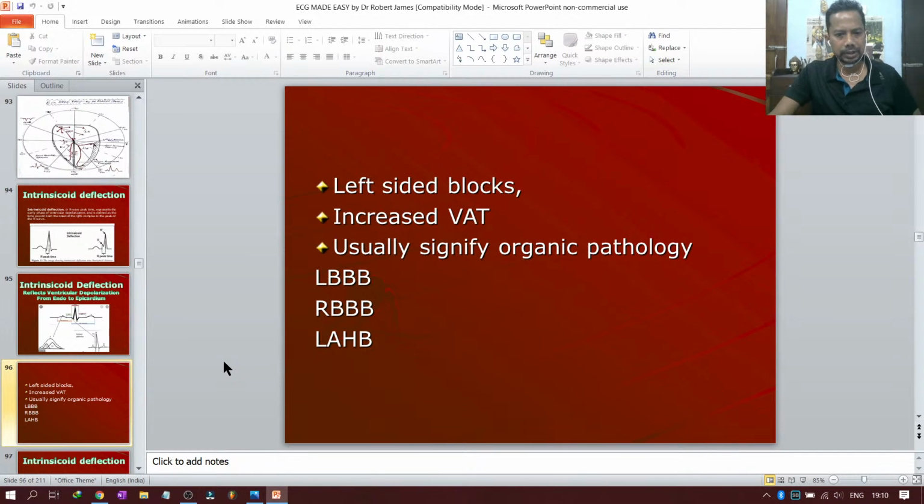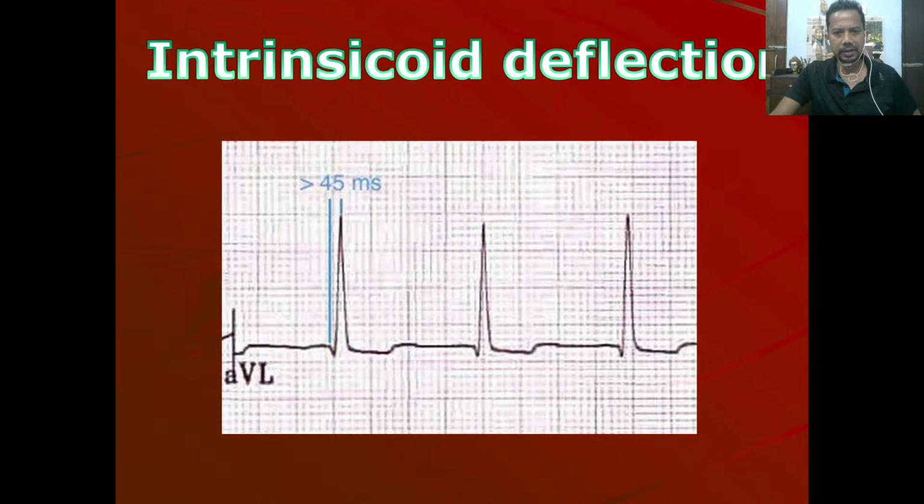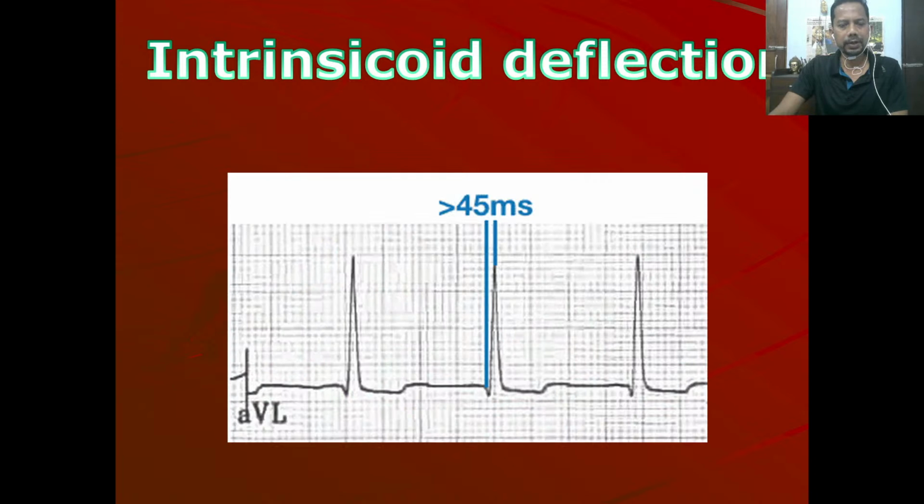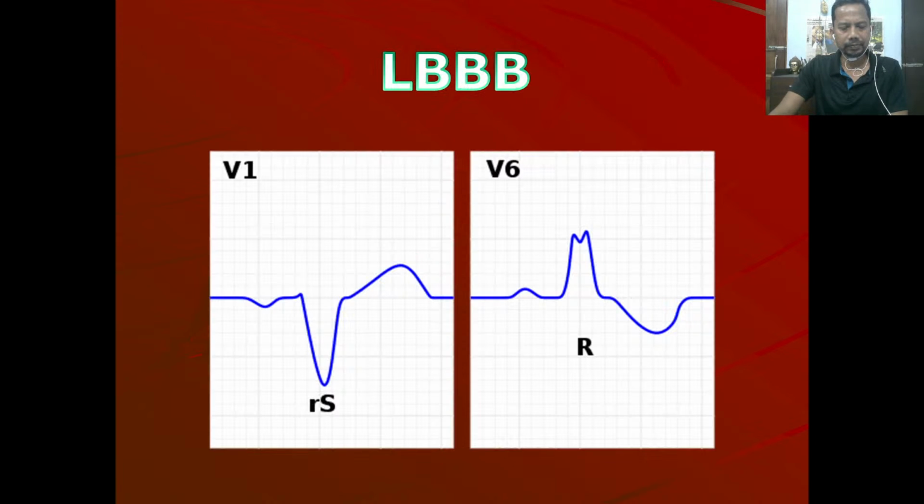So these blocks we have done, and I'll come in full screen. Again, see, the intrinsicoid deflection is like this. Sometimes you will see these types of complexes in an ECG, but there is no RBBB or LBBB or LAHB, and after a few days or months the patient will develop a full-fledged left bundle branch block, right bundle branch block, or something like that. So that is the importance of intrinsicoid deflection. It precedes the formation of other blocks, and it usually signifies an organic disease. Again, out here you can see intrinsicoid deflection. So LBBB we have done: tall R in V5, V6, M pattern, deep S in V1.